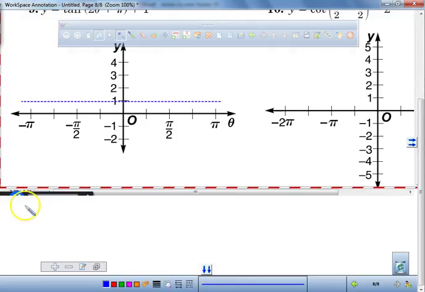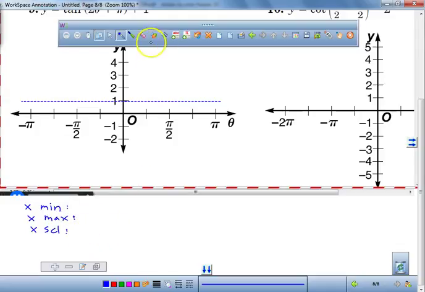Next thing I want you to do is we're going to write x minimum, x maximum on your paper. We're going to write the x scale. And it's an exclamation point. I meant to do a colon. That's better. Much better.